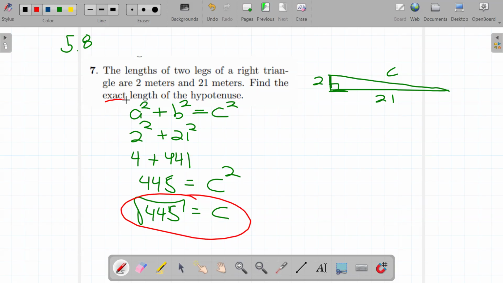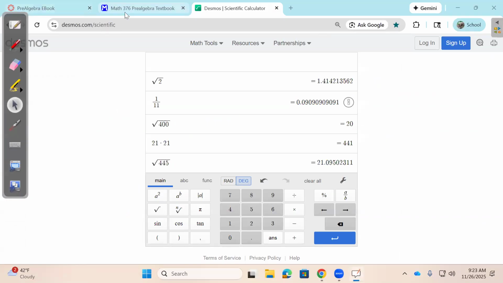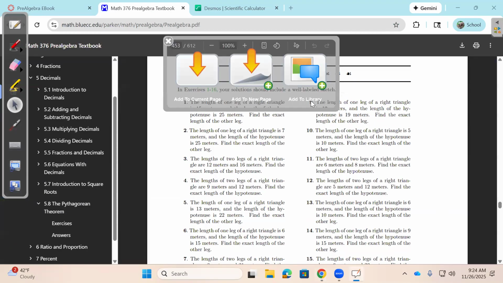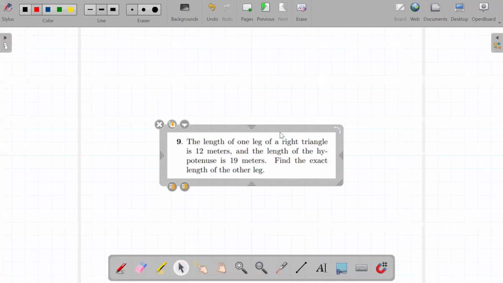Better? Yeah, let's do one more. Let's try number, was 9 in the homework? I don't remember. Yeah, it was good. 9's a good one to try. Add to page, yes, please. Thank you.